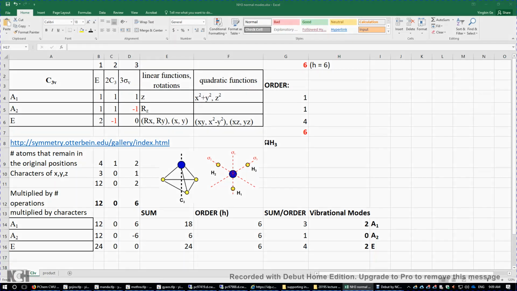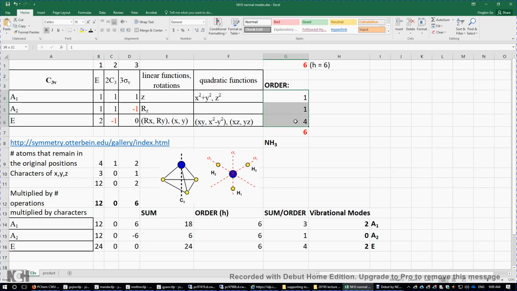In this video, I will determine the irreducible representations of the vibrational modes of the ammonia molecule NH3. So over here, you are looking at the character table of this C3V point group. We have E, the identity element, C3, and sigma V, and there are a total of 6 symmetry operations. Therefore, the order of this C3V character table is 6.